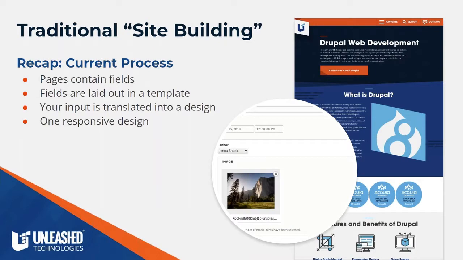So let's recap this traditional site building process. Pages contain fields, and the fields are laid out in a template, and your input is to translate those fields, and it goes into the design. And once you've put all of those elements together, you'll achieve that one responsive design. So for example, if I'm creating a case study page, I'm going to put a title, a date, an author, an image field. I'm not concerned with how the layout is looking. I'm just adding those pieces and essentially trusting that your site is going to distribute them into the places and build that beautiful front-end design that you've agreed upon with your designer.